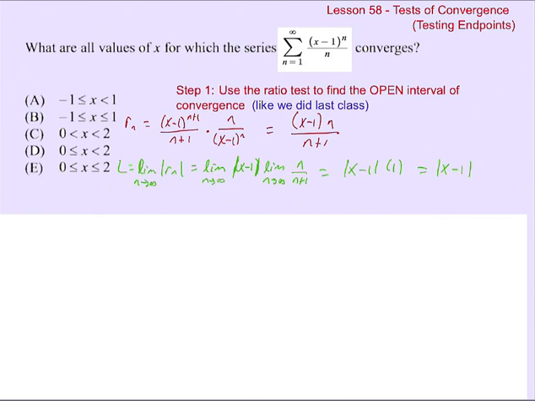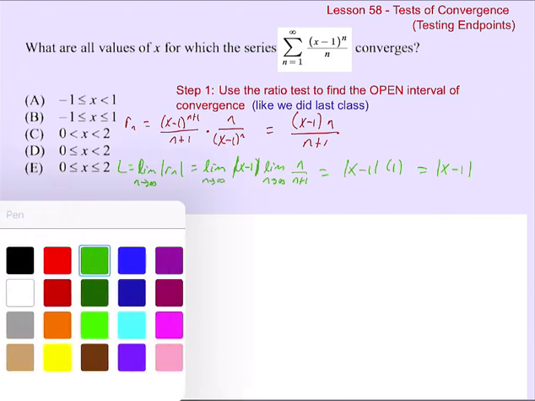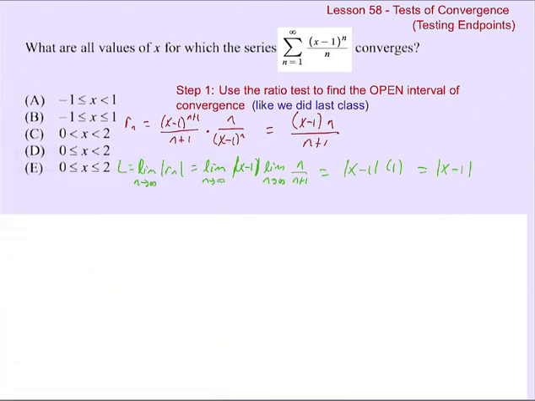And we know that we need the limit of the ratios to be less than 1 in order for the series to converge. So whenever the absolute value of x minus 1 is less than 1, which means x minus 1 is between 1 and negative 1, which means x has to be between 0 and 2. Fantastic. That's our answer. Except there are 3 choices that have that same answer.